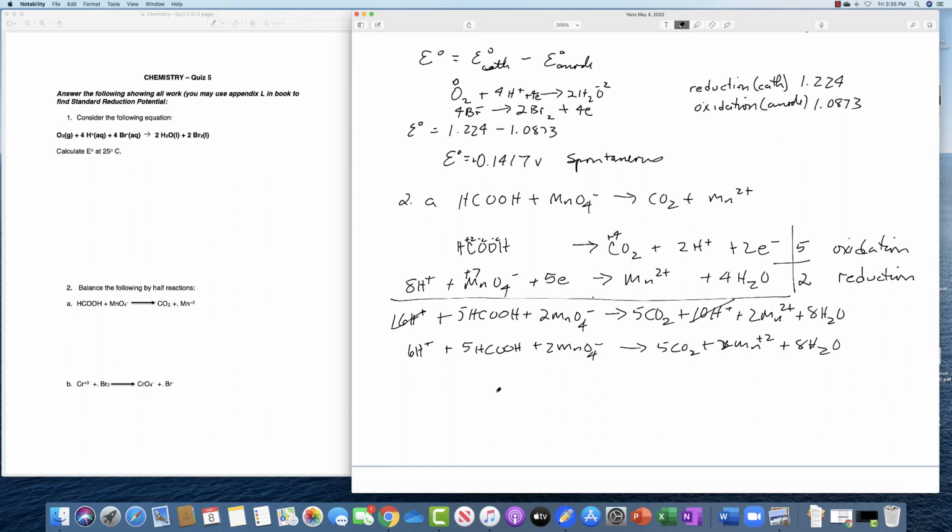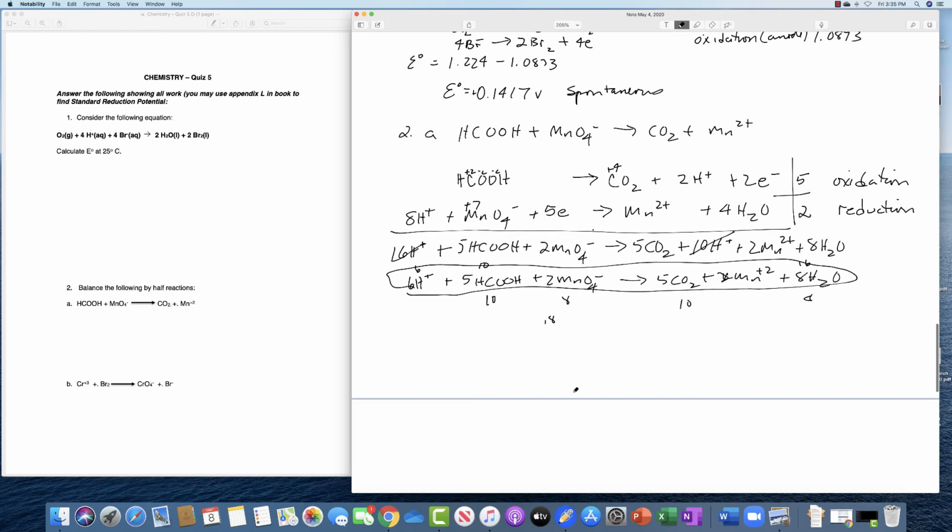To check this answer, you can look at oxygen. So 5 times 2 is 10 oxygens here. 2 times 4 is 8 here, so that's a total of 18. 5 times 2 is 10. 8 times 1 is 8, so you have 18 oxygens on both sides. You can also check the hydrogens. 5 times 2 is 10, and 6 on this side. And then on this side, you have 8 times 2 is 16, so 16 and 16. So everything's balanced. So this is the answer right here. So that's the first one.